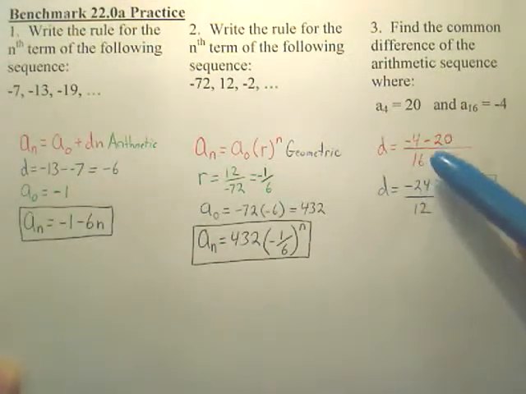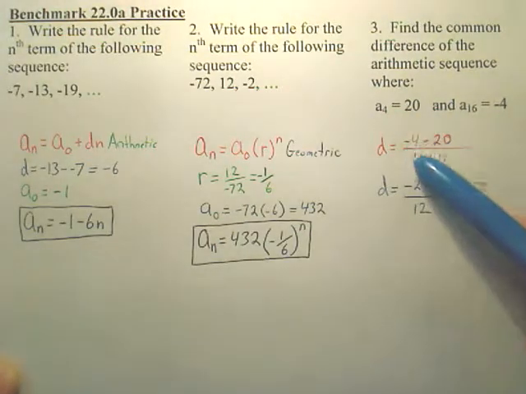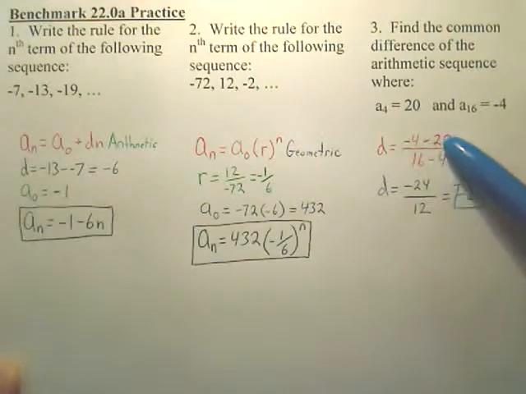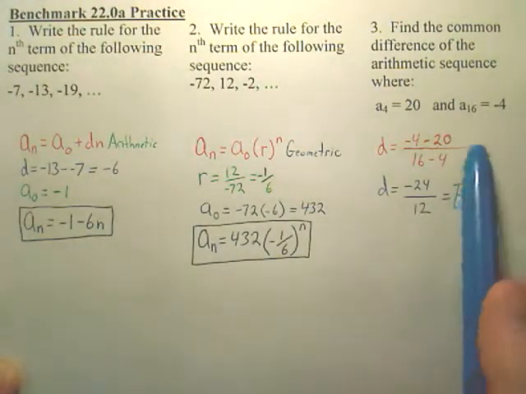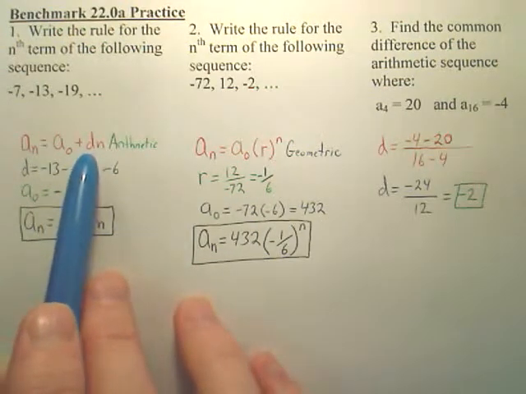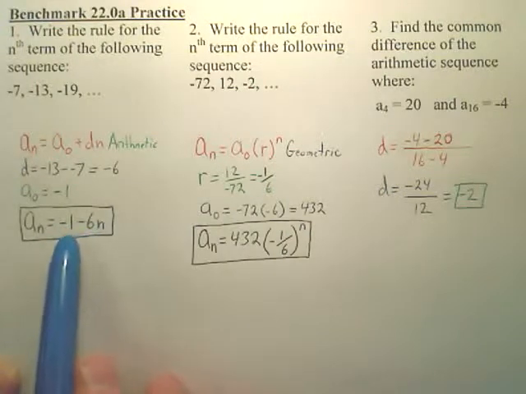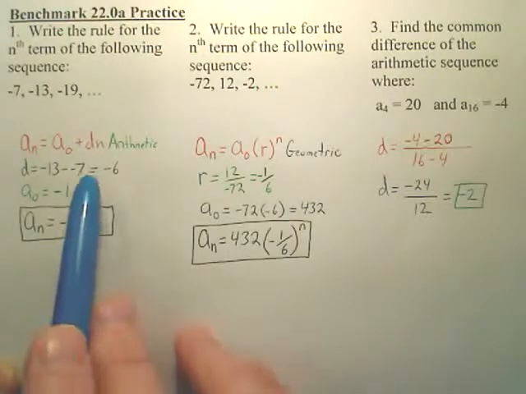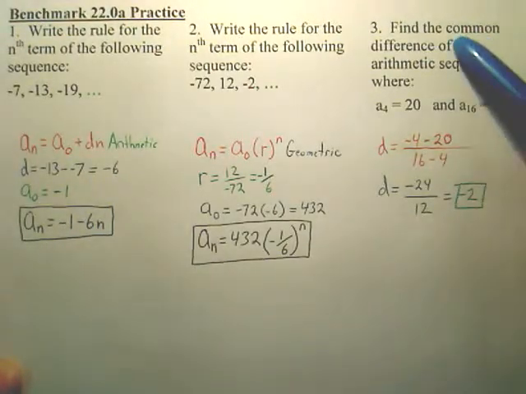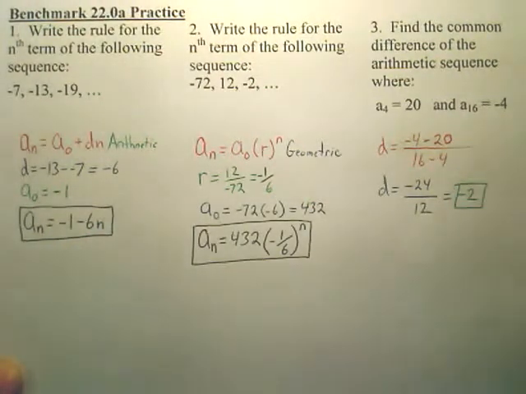Another way of thinking about it is slope. Think of this as (4, 20) and (16, -4), and this is the slope formula: y2 minus y1 over x2 minus x1, and bam, you get it. The reason you know it's slope is if you look back here, the common difference looks like y equals mx plus b, and m is your slope, which is your common difference. Common difference is kind of like slope, because arithmetic sequences are linear. So either way, you can think of it either way.